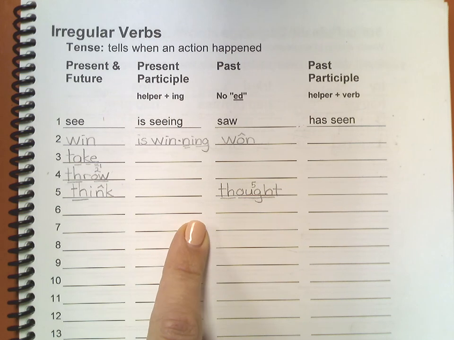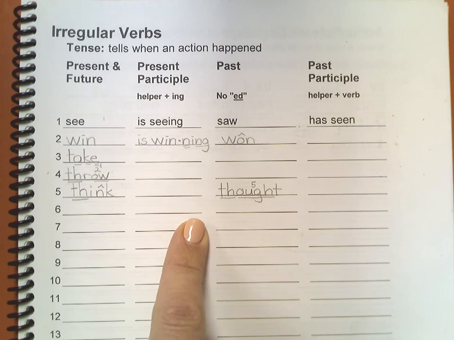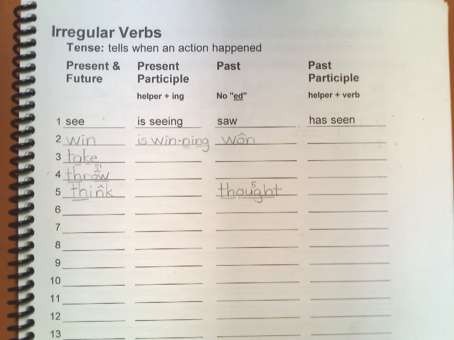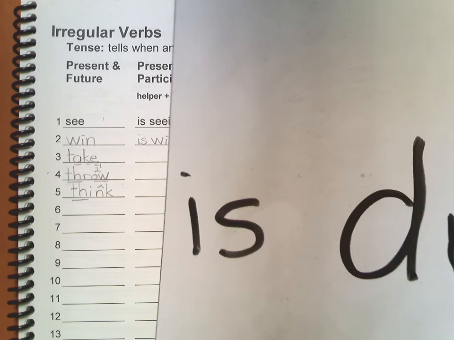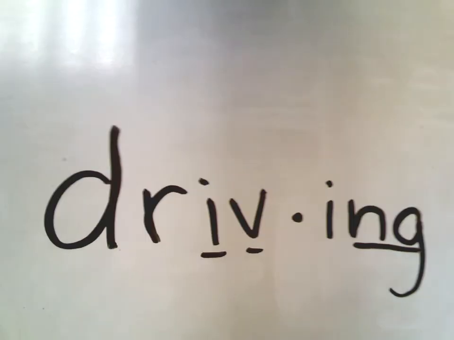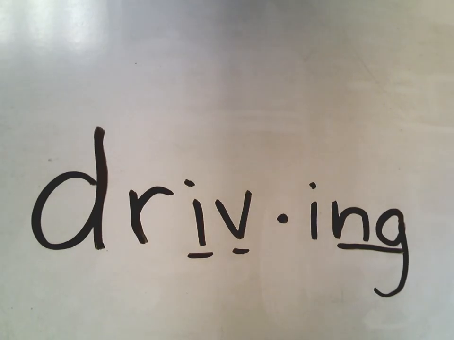Remember, for driving, what do we do to that silent final E? Excellent, we drop it, and then we add our -ing. So go ahead and write and mark "is driving." So we need our helping verb first, "is," and then "driving." Remember, we drop that silent final E.